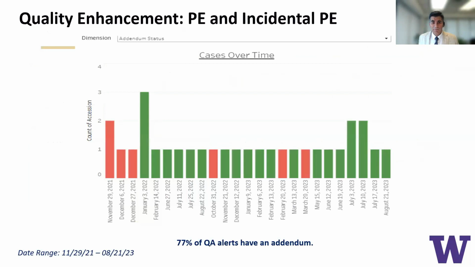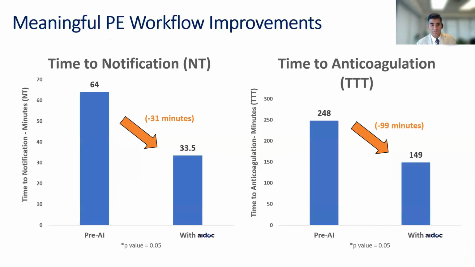This is over time, as you can see, the quality enhancement for pulmonary embolism and incidental PE. There has been 77% of QA alerts that needed an addendum to the report. Over time, what we are seeing is this number going down, where we have to provide addendums, because radiologists are increasingly looking at these tools and interrogating the images if there is any disagreement between their observation versus the alert that came out from the ADOC widget.